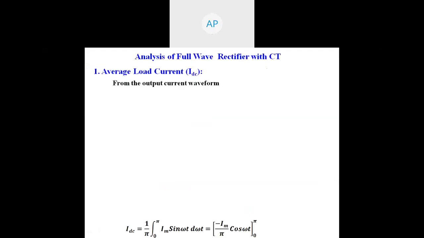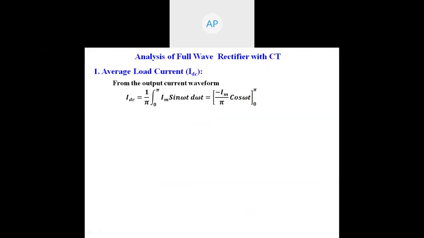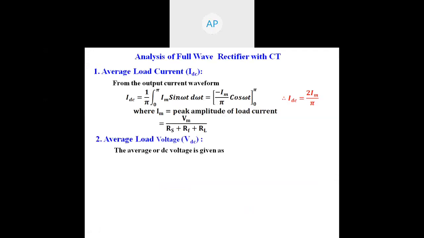So the average load current is given for one cycle of output, not the input, guys. One cycle duration is pi, its interval is 0 to pi, and its function is given in terms of current, Im sine omega t d omega t. By using integration properties, you find IDC is equal to 2 Im divided by pi. Similarly, we can find the average load voltage.